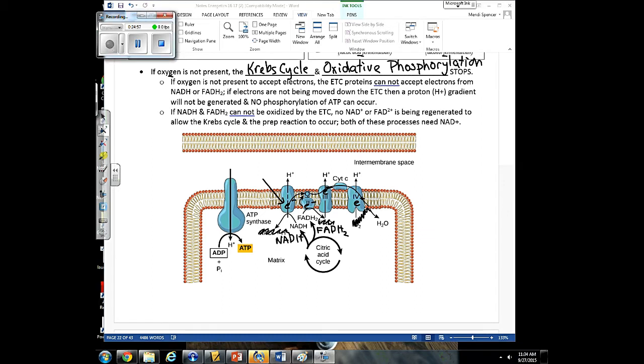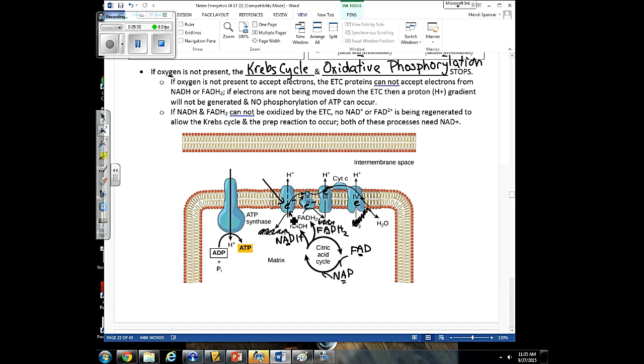Now remember that to make NADH and FADH2, you have to have FAD molecules and you have to have NAD molecules. And if they're all tied up with protons and electrons, then there's no more FAD and NAD for the citric acid cycle, or the Krebs cycle, to occur. So that's why the Krebs cycle stops: it runs out of FAD and NAD because all of it has been reduced already to NADH and FADH2, and yet those molecules aren't able to donate their electrons to the electron transport chain.